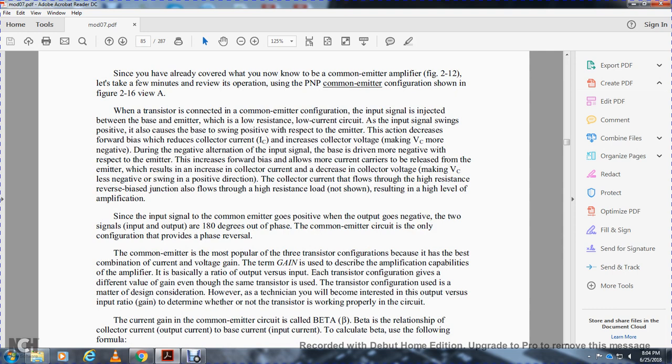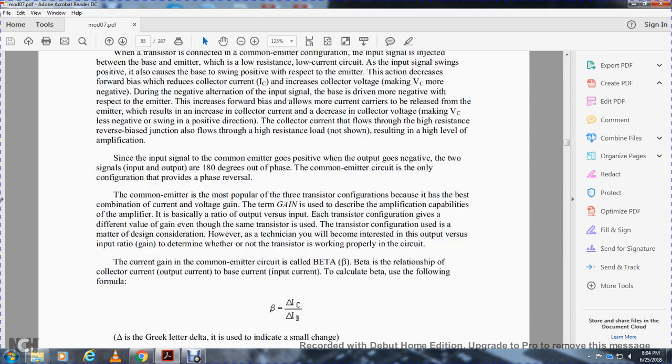Since the input signal to the common emitter goes positive, the output goes negative. The two signals, input and output, are 180 degrees out of phase. The common emitter circuit is also the only configuration that provides phase reversal. The common emitter is the most popular of the three transistor configurations because it has the best combination of current and voltage gain. Gain is used to describe the amplification capability of the amplifier, basically the ratio of the output versus the input. Each transistor configuration has a different value of gain, even with the same transistor used.